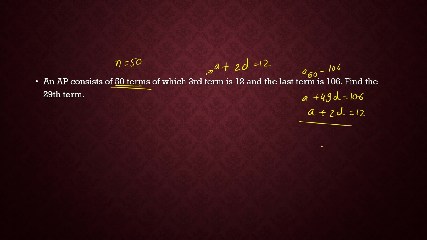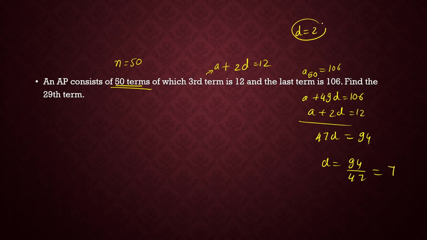So A minus A is 0. 49 minus 2 is 47D is equal to 106 minus 12, which is 94. From this you will get D is equal to 94 divided by 47, that is equal to 2. So you got the value of your common difference as 2. Now just substitute this value here. You will get A plus 2 into 2, that is 4, is equal to 12. So A is equal to 8.